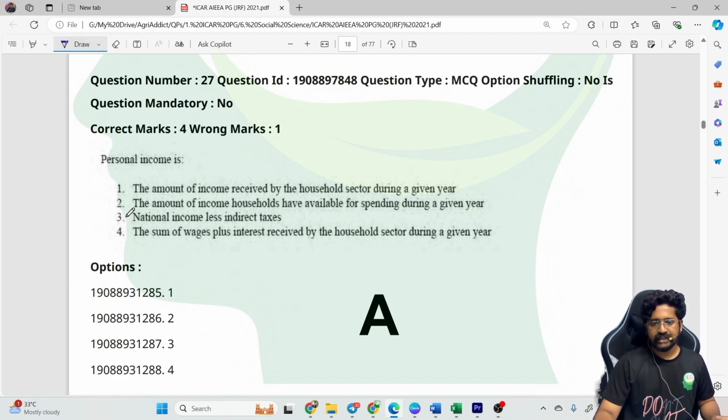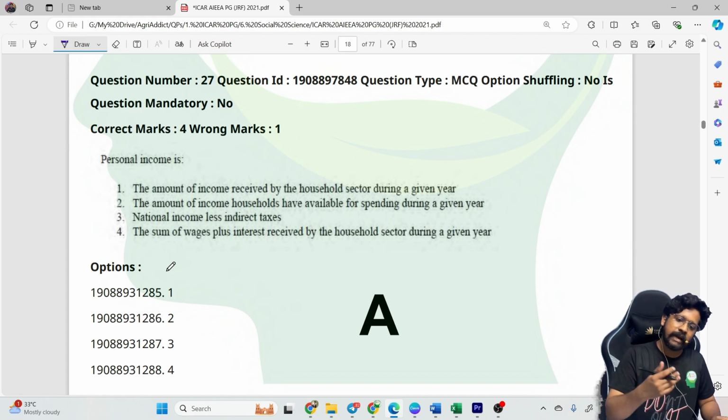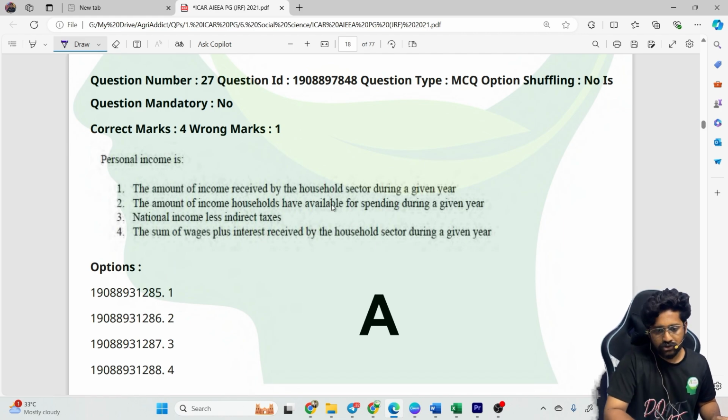So we can say that national income is an earned concept, but personal income is a kind of received concept, right? So the amount of income received by the household sector during a given year, here the term received is there, received by the household sector in a given year can be considered as the personal income.